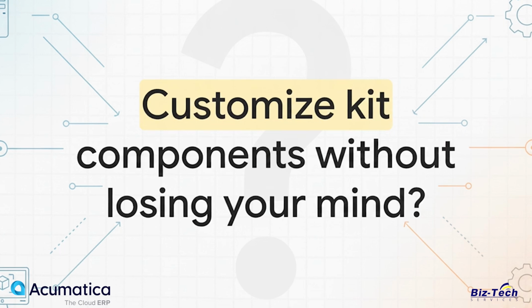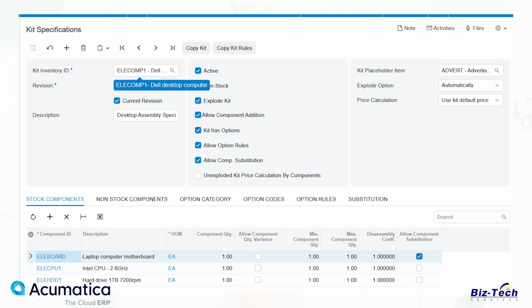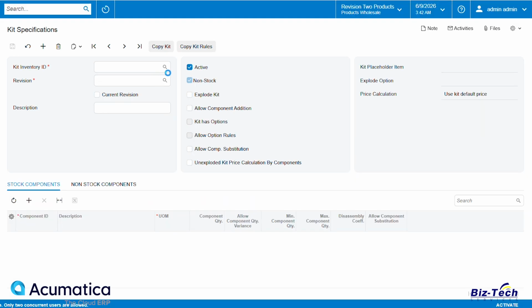Well, by the end of our time together today, you're going to understand exactly how your back-end specifications directly control and streamline that front-end sales order experience. Let's look at our roadmap for today. Defining kit specifications. This is where we shift from global preferences down to the item-specific rules.